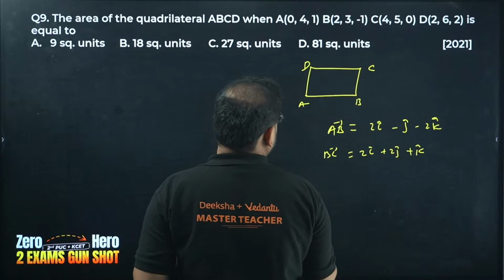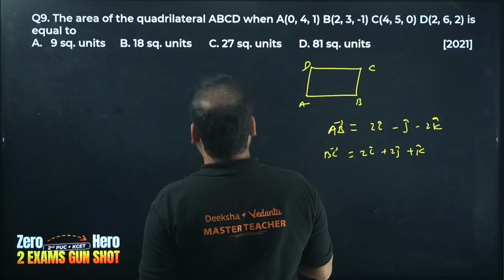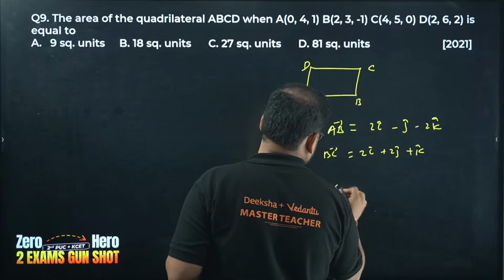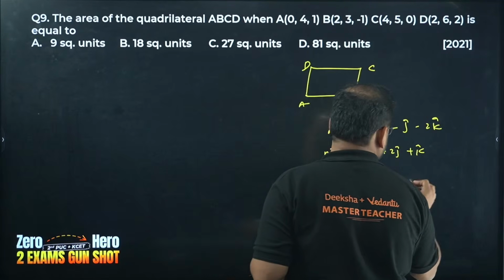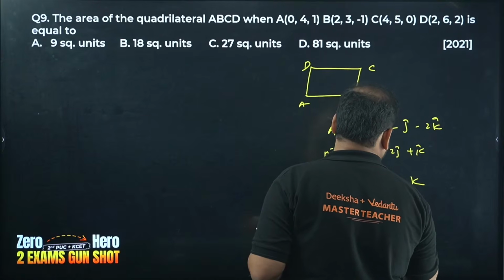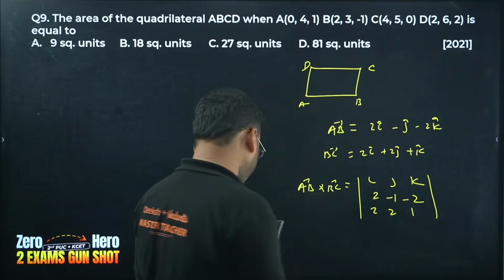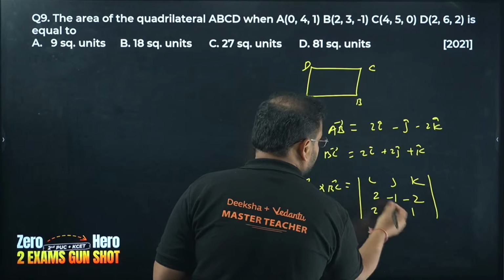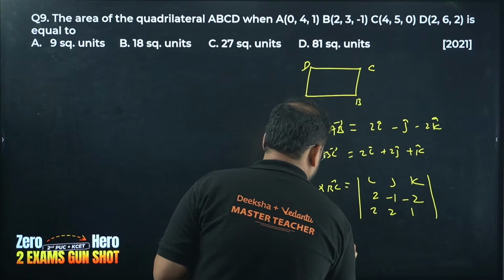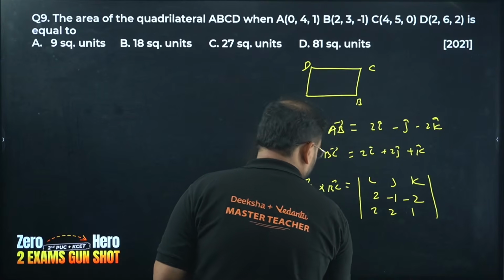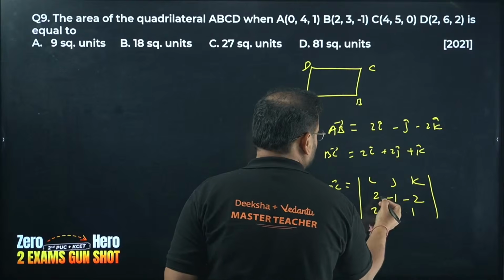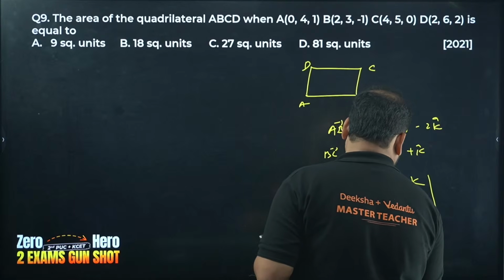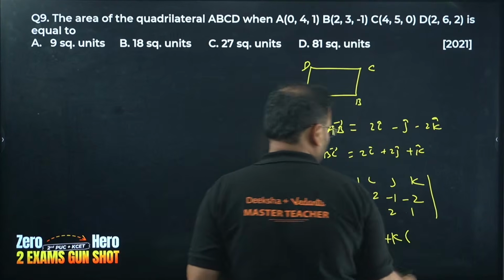Find this value, AB cross BC. I'm looking for the quadrilateral area. So AB cross BC will be, I, J, K, 2 minus 1 minus 2, 2, 2 and 1. Let's start from here. I, we get here minus 1 plus 4, so this is 3. And we get with minus J cap, this cancels, 2 plus 4 is going to be plus 6. And with minus K plus K cap, check here, 4 plus 2, again 6.